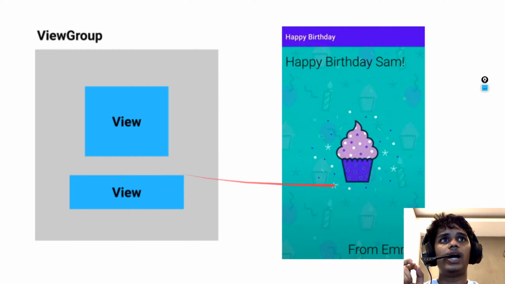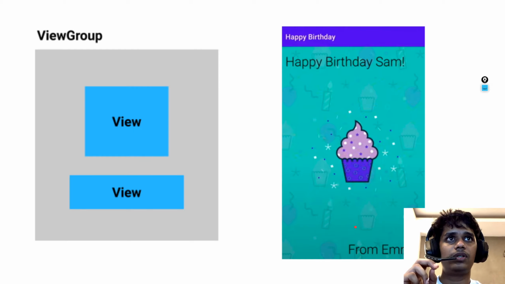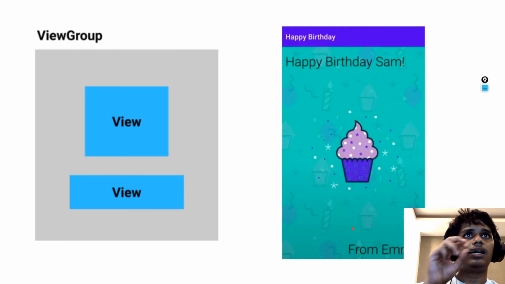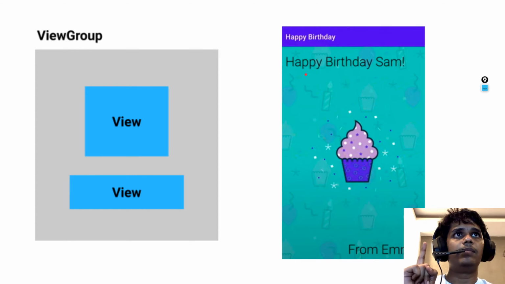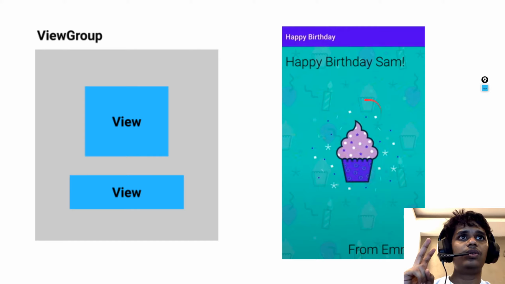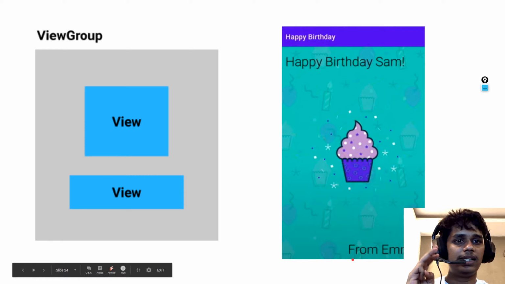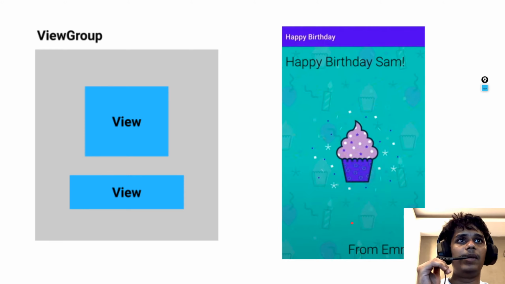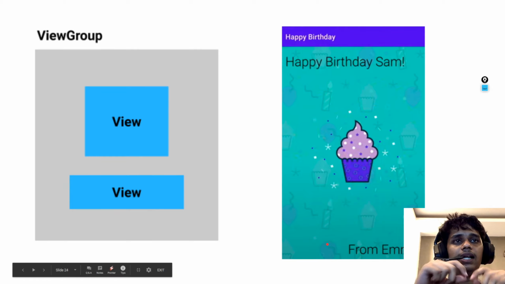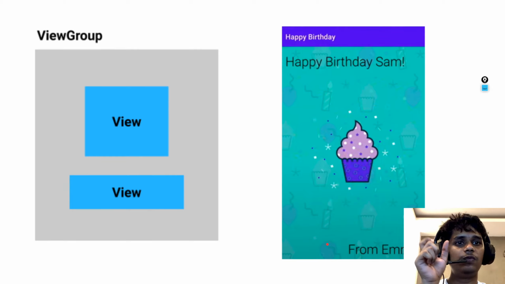In here you have three views that are grouped together in a constraint layout, which is nothing but a view group. The first view is a text view. The second view is this image, and the third view is another text. All of these elements are grouped together in the constraint layout. The constraint layout arranges these views in a systematic manner so that Android Studio will know where these views are positioned.